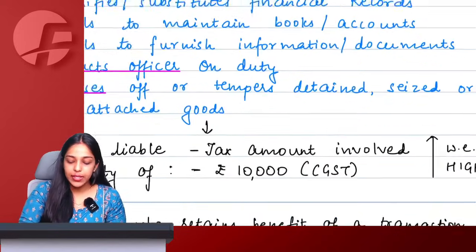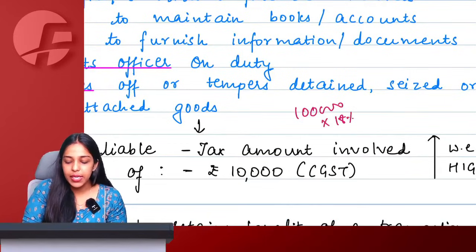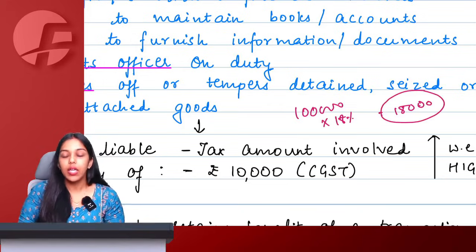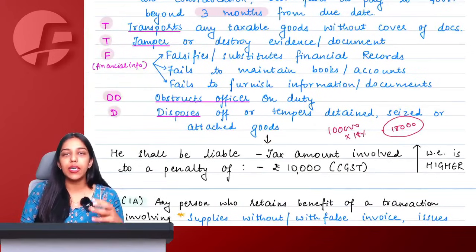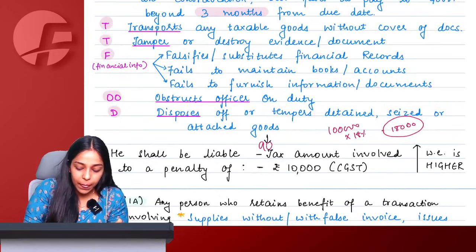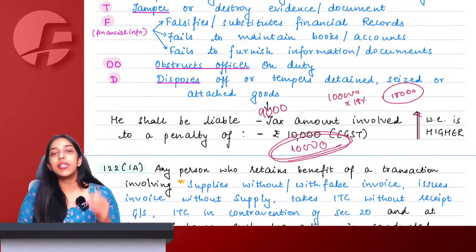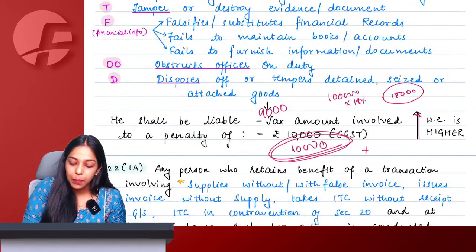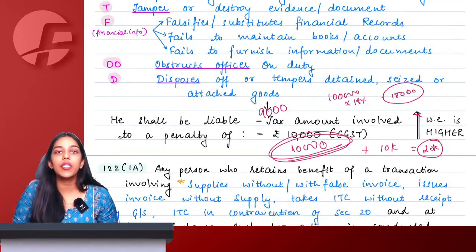Let us say there was some sale of 1 lakh rupees on which 18% GST is chargeable, which means 18,000 was the GST figure. This 18,000 is the total tax involved. If I am calculating according to CGST Act, then out of 18,000 what will be CGST? 9,000. And we will say 10,000, whichever is higher. The answer comes as 10,000, which means 10,000 under CGST Act plus 10,000 under SGST Act. My total penalty is going to be 20,000.